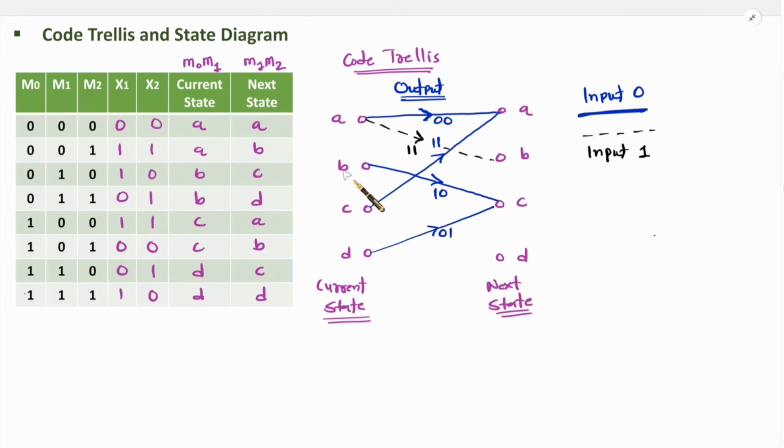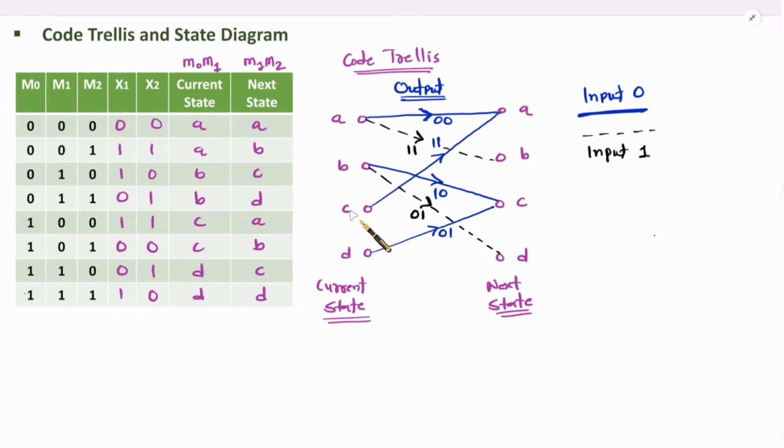Now current state B, input 1. Current state B, input 1, next state will be D. So current state B, input 1 means dashed line, next state will be D. Over here we need to note down the output. Current state B, input 1, output will be 0 1. So let me note down 0 1.